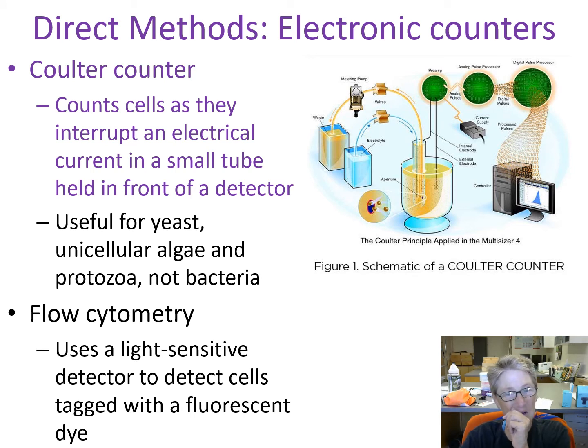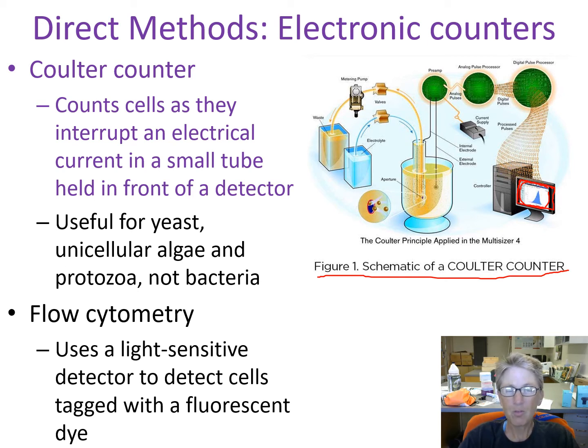Electronic methods to count directly. This is pretty cool. This Coulter counter, we had one of these over in the cancer center, but they are kind of expensive, and there's a whole bunch of working parts to it. Here's the readout on your computer screen. Basically, through a bunch of cool electronics, the Coulter counter counts the cells as they interrupt an electrical current in a small tube that's held in front of a detector. And then it gives you the printout here on the screen of the number of cells that you have.